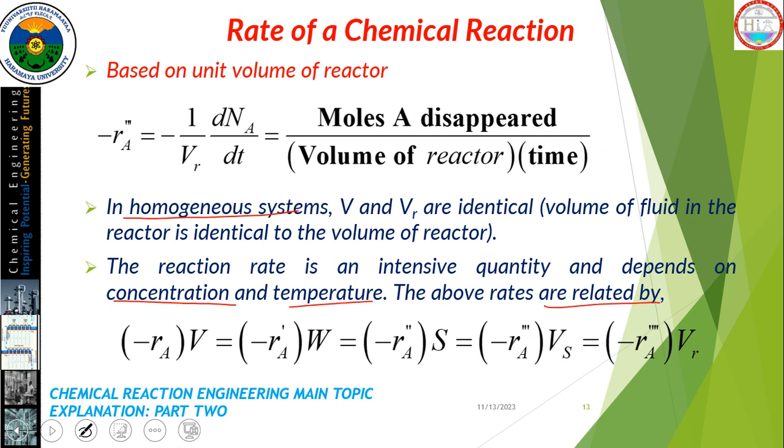The above rates are related by, which means that since Vr is directly equal to V, we can write it in such form, because dNA by dt, which is equal to minus Ra times V, is equal to minus Ra prime times W. For a fluid-solid catalyzed reaction, it is equal to minus Ra prime prime Vs, which is equal to minus Ra Vr.